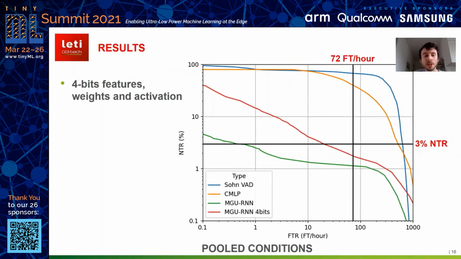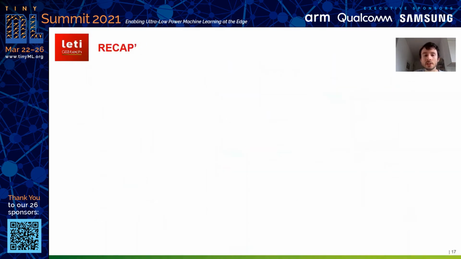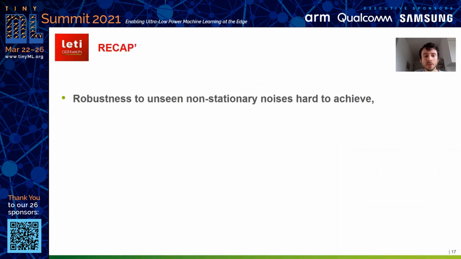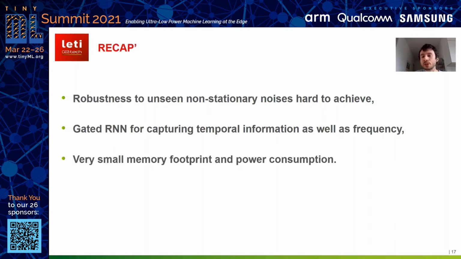When we quantize it to 4 bits, so features, weights, and activations, we can see we still operate within the performance specification. We estimate the memory footprint to be 0.5 kilobyte and 45 nanowatt of power consumption on a high VT process. To give a recap, we've seen that robustness to unseen non-stationary noise is really hard to achieve. We use a gated recurrent neural network for capturing temporal information as well as frequency. And we achieve this in a very small memory footprint and power consumption. So thank you for your attention, and please check out the full paper for more details.